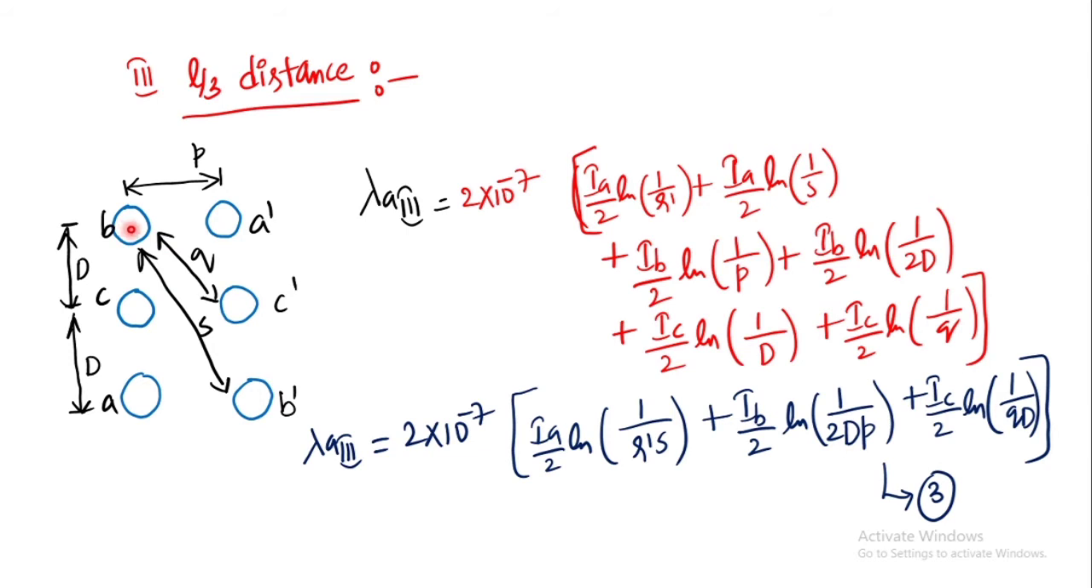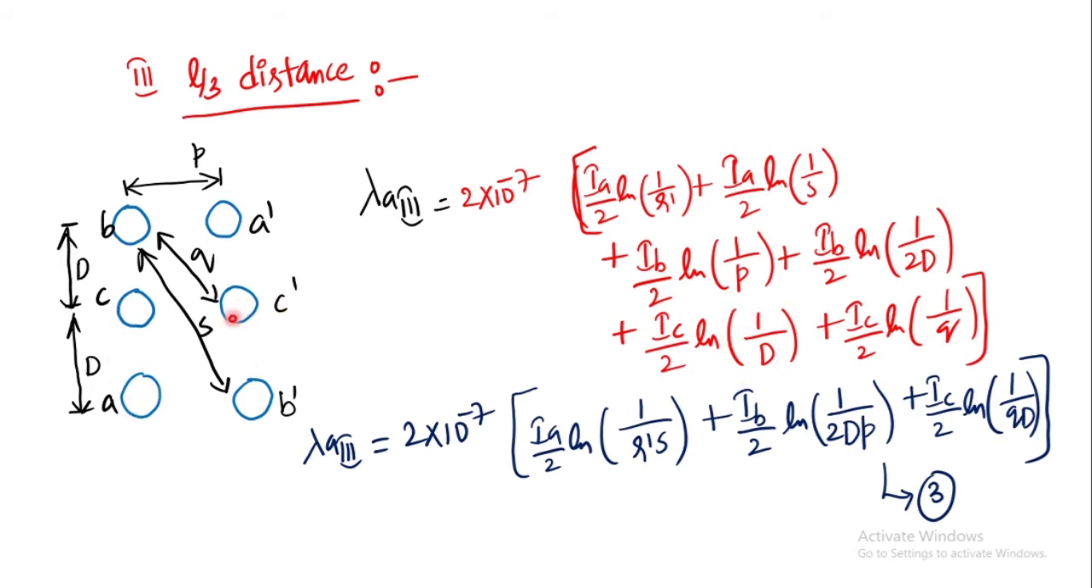First I have written B dash, the distance from B dash to A. What is the distance from B dash to A? P. So, P. And what is the distance from B to A? 2D. So, 2D. Similarly, what is the distance from C to A? C to A is D. So, D.